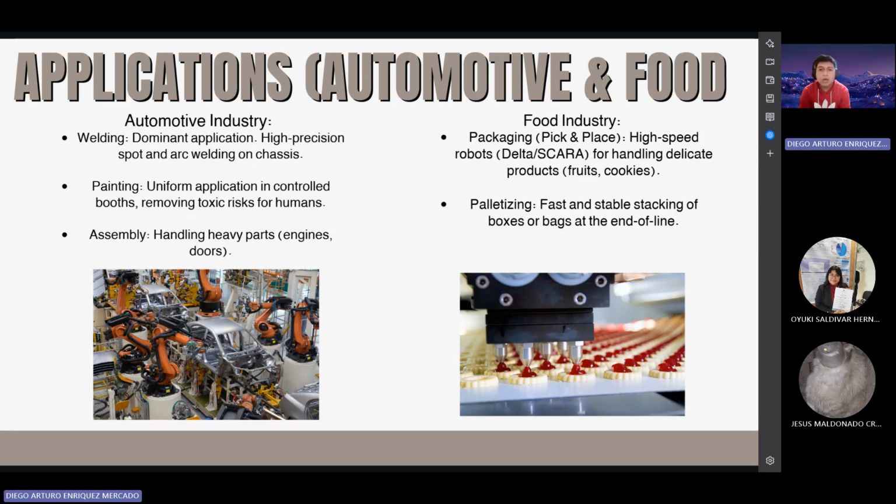Applications: automotive and food. Automotive industry. Welding is the dominant application, with high-precision spot and arc welding on chassis, performed uniformly in controlled booths, removing toxic risk for humans. Assembly, handling heavy parts such as engines and doors. Food industry. Packaging, with high-speed Delta and SCARA robots handling delicate products like fruit and cookies. Palletizing, fast and stable stacking of boxes or bags at the end of the line.